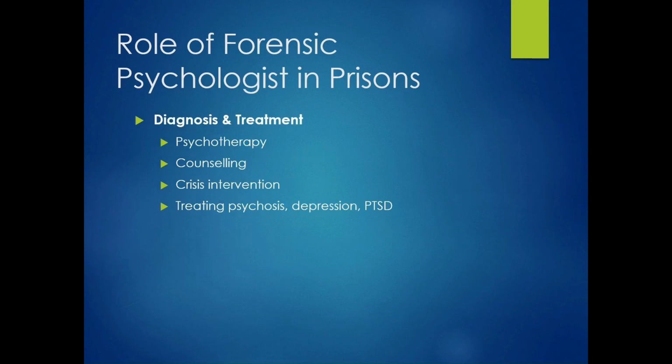Once assessment is done, the next step is treatment. This could mean psychotherapy, counseling, crisis intervention, medication or support, and even trauma therapy, which includes treating psychosis, depression, PTSD, and all of this. Many inmates in jail have post-traumatic stress disorder from childhood abuse or traumatic crime experiences. In such cases, counseling helps them process their emotions. So diagnosis and treatment is the second step.